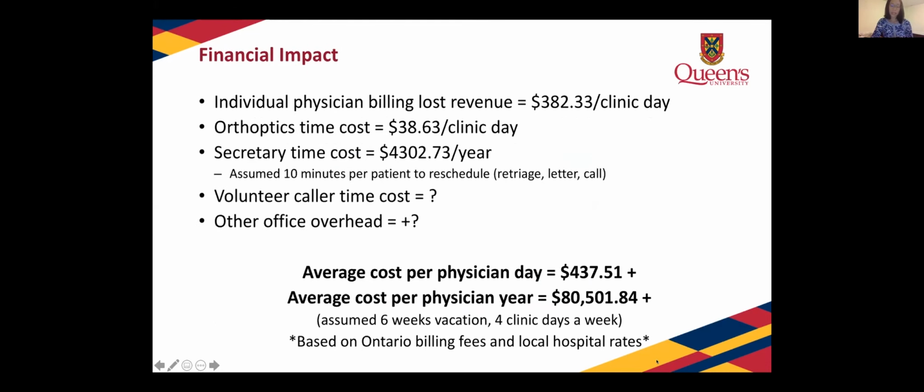By analyzing the financial impact using our Ontario billing codes, the average lost physician billing revenue was $382.33 per clinic day. On our hospital fee schedule, the additional orthoptic lost time was $38.63 per clinic day, and the secretary lost time to rebook no-shows was $4,302.73 per year. We also have volunteer and other office overhead costs, which we were unable to quantify, but just using these 3 values alone, the cost per day was $437.51, and in a year, $80,501.84.